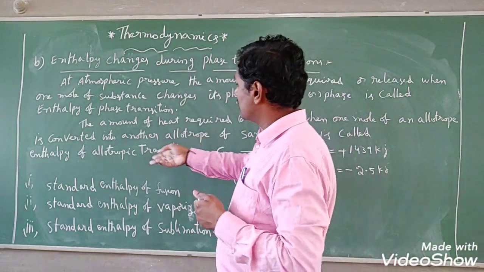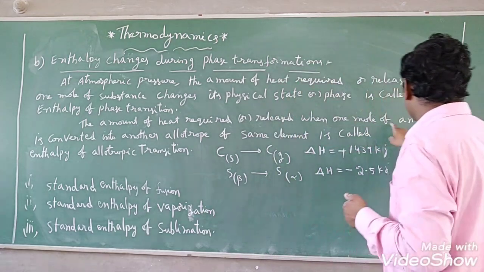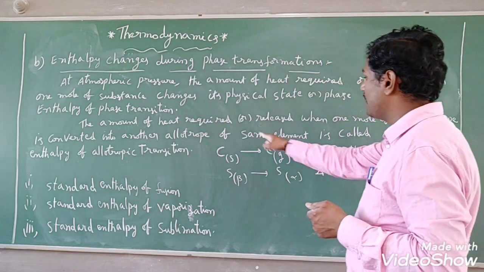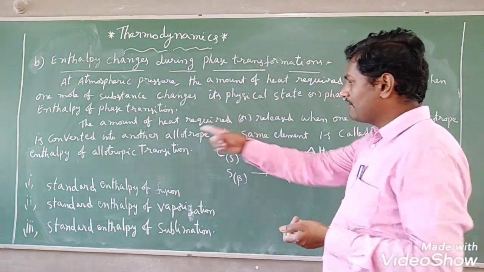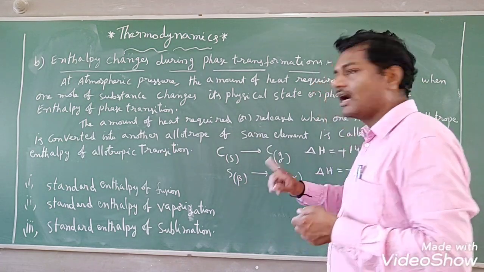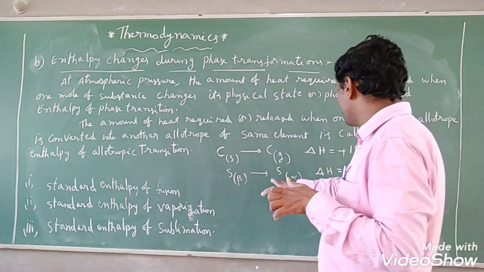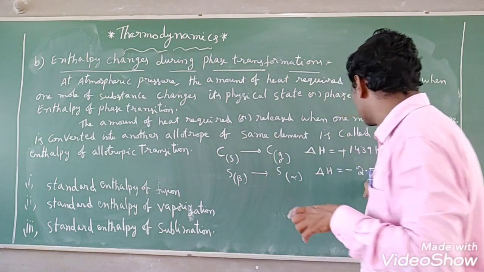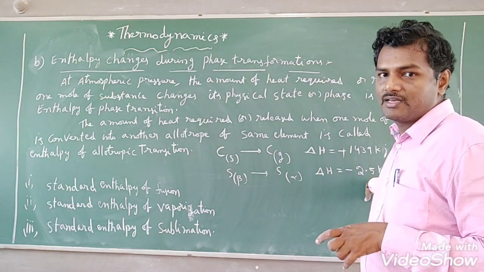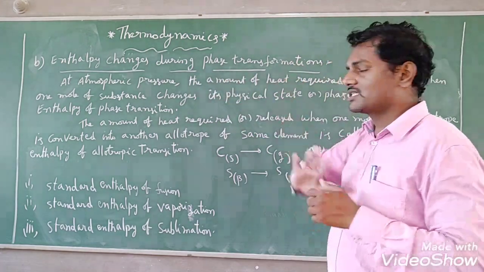With respect to allotropic forms also, it is the same definition. The amount of heat required or released when 1 mole of an allotrope is converted into another allotrope of the same element, we call enthalpy of allotropic transition. You saw the allotropic forms, alpha form and beta form, that I told you. If you want to convert beta form to alpha form, how much energy is released? Minus 2.5 kilojoule per mole of energy is released. So this is the meaning of enthalpy changes during phase transformation.